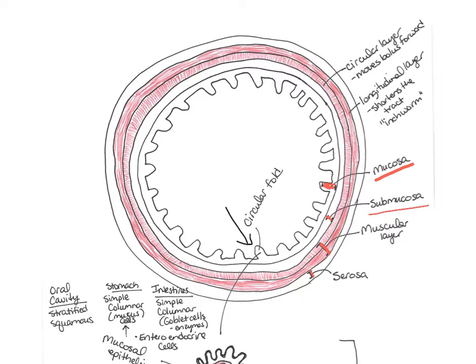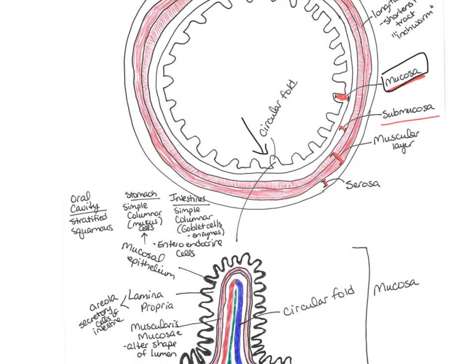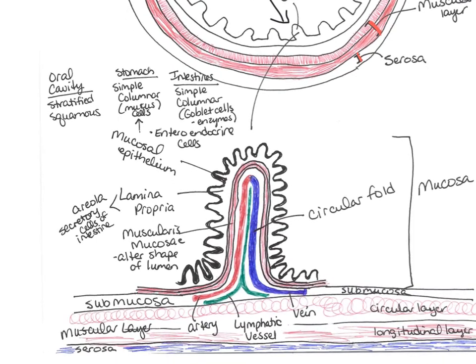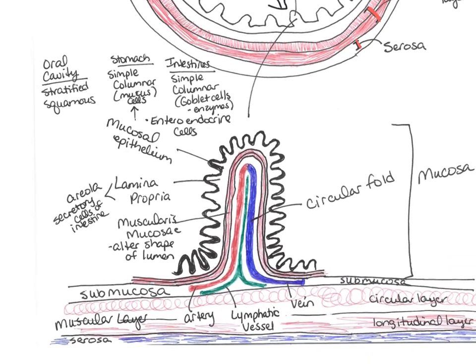So let's start by looking at the mucosal layer. The mucosal layer is a mucus epithelium. It has glands, it has epithelium, and it has a couple of different layers. So we're going to take a look at this.